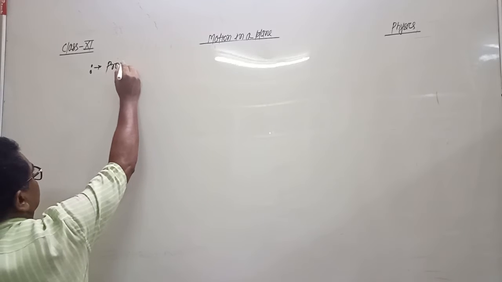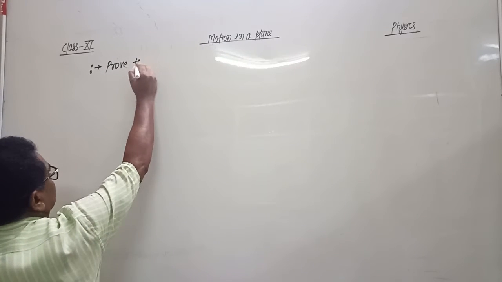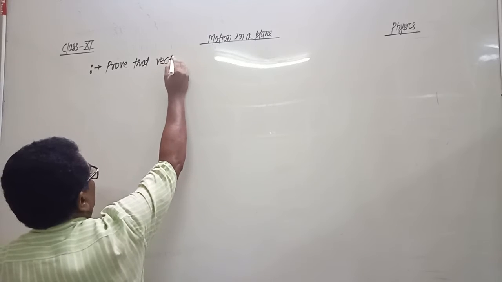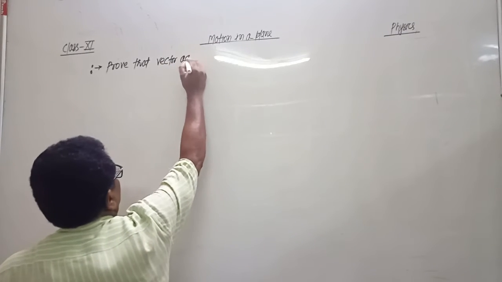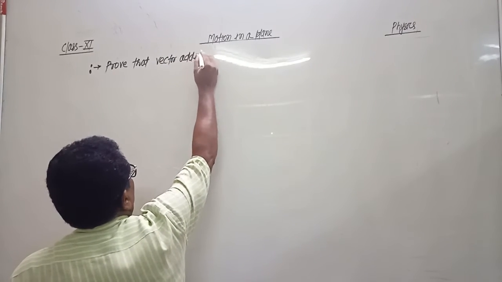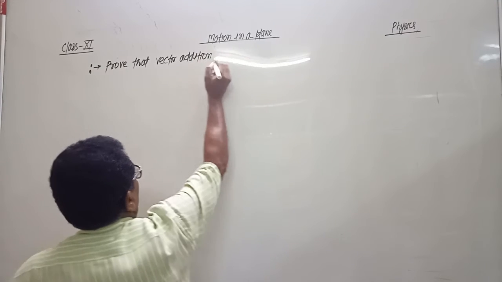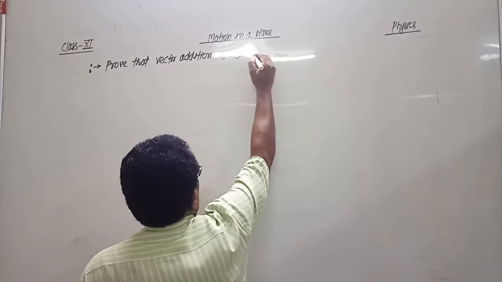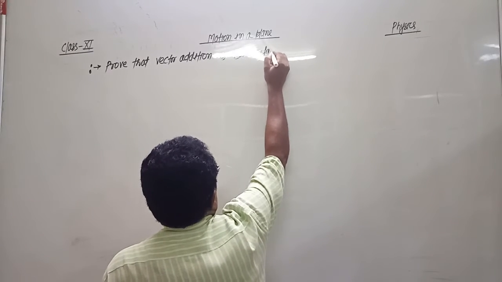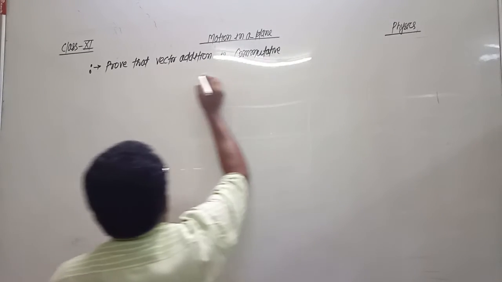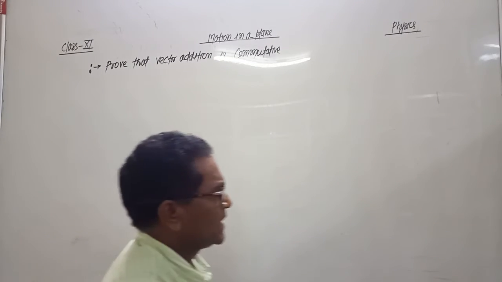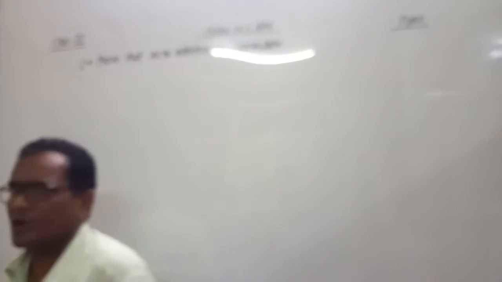Prove that vector addition is commutative. We prove that vector addition is commutative.